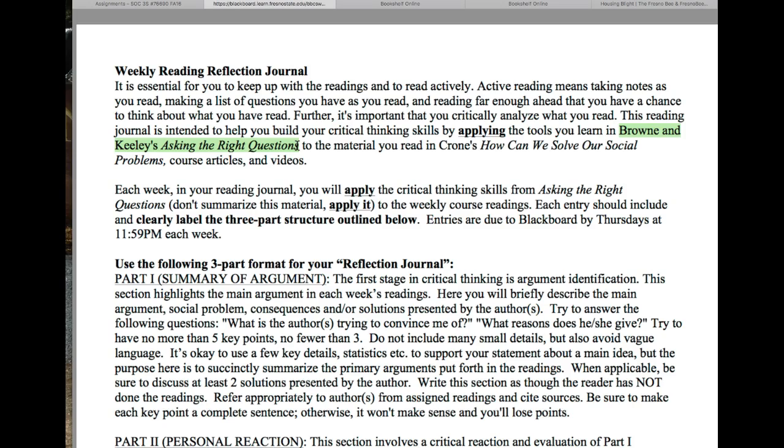You're going to read about a skill, and then you're going to apply that particular skill or what you're learning to the material that you read in James Crone's book, How Can We Solve Our Social Problems, to other course readings like articles, or next week I'm going to post another chapter to a book that I used to teach with, and to videos. So I cannot emphasize enough that you are going to apply the tools that you learn about in Asking the Right Questions to the material that you're reading in How Can We Solve Our Social Problems.